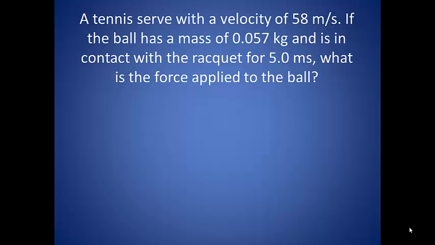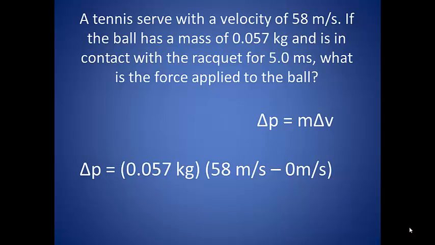In this example, we look at a tennis serve with a velocity of 58 meters per second. If the ball has a mass of 0.057 kilograms and is in contact with the racket for 5 milliseconds, what is the force applied to the ball? We know the change in momentum is equal to the change in velocity multiplied by the mass. In this case, we can assume we are talking about velocity in the horizontal direction, and that the ball has an initial velocity of 0 meters per second in the horizontal direction. Immediately following impact, however, the ball has a velocity of 58 meters per second. So our change in velocity is 58 minus 0.